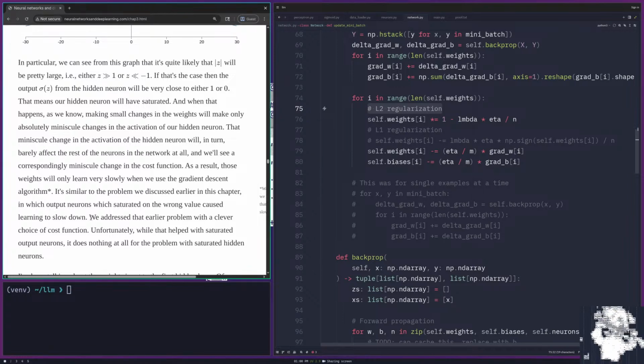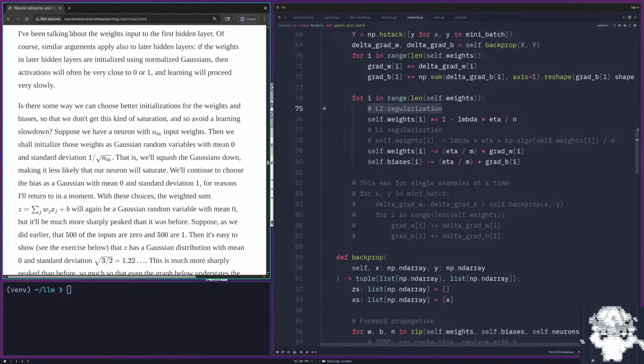Oh. I don't think I realized that at the time. So the cost function doesn't have anything to do with the saturation behavior of hidden neurons. Interesting.